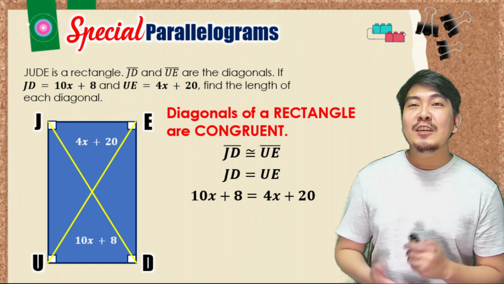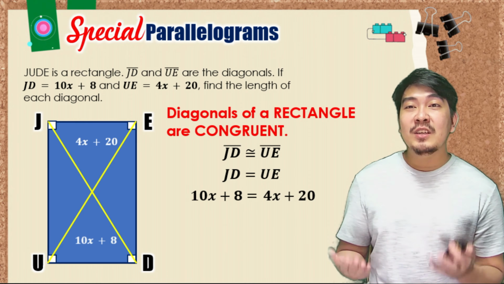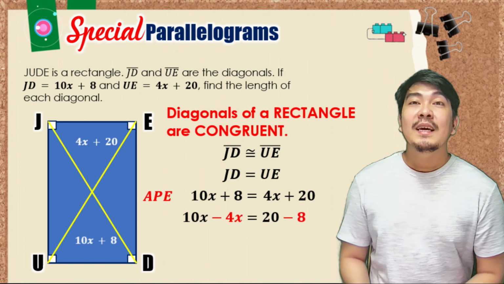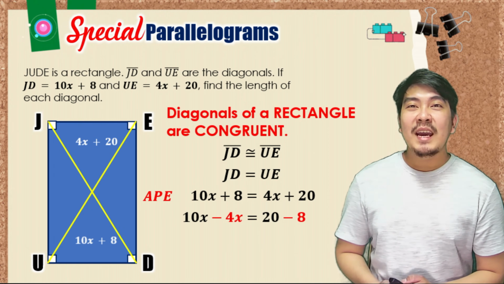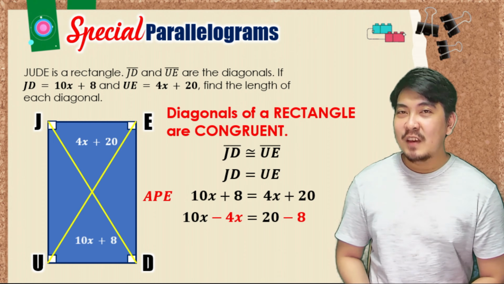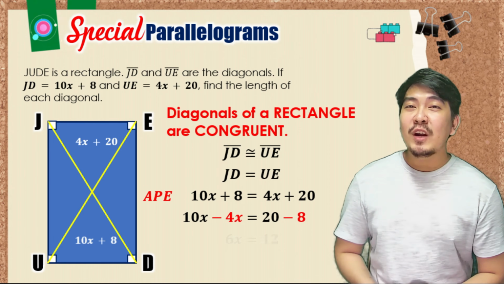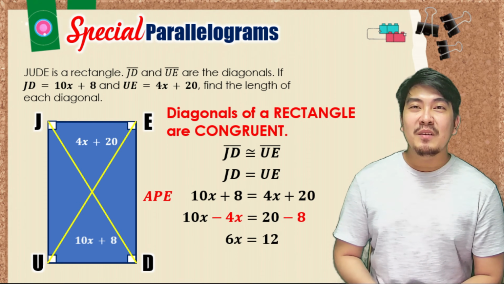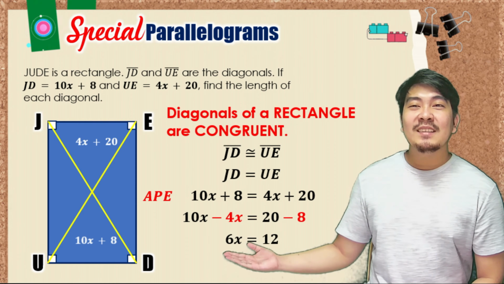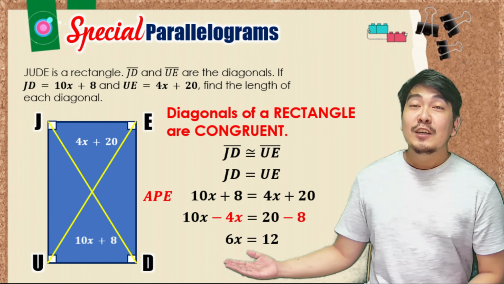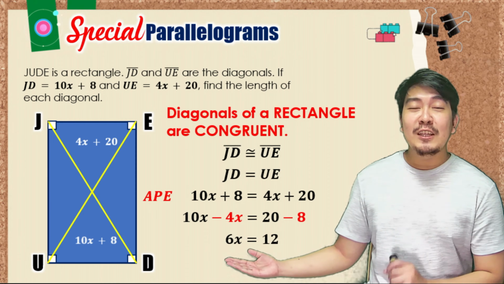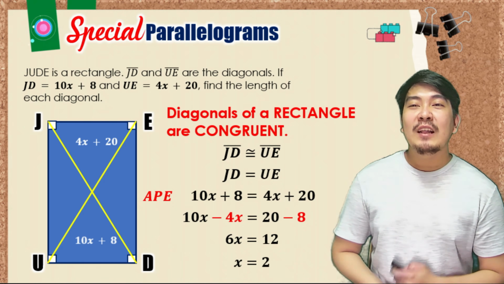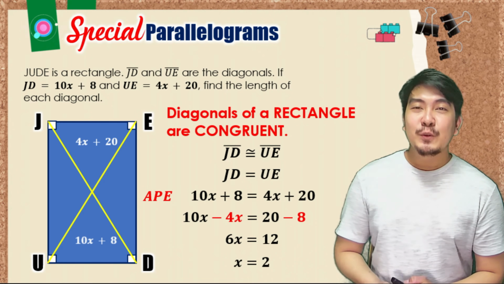So applying addition property of equality or by just transposing terms, we will now obtain 10x minus 4x is equal to 20 minus 8. 10x minus 4x is 6x. 20 minus 8 is equal to 12. So therefore, we have 6x is equal to 12. So to get the value of x, we just need to divide both sides of the equation by 6. So therefore, the value of x is equal to 2.